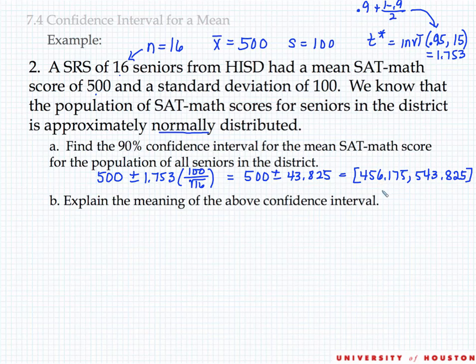So we're 90% confident that the true mean SAT math score for seniors in this HISD would be between 456.175 and 543.825. In other words, if we took, say, 100 repeated samples and did 100 confidence intervals, 90 of those 100 would contain the true mean SAT score.